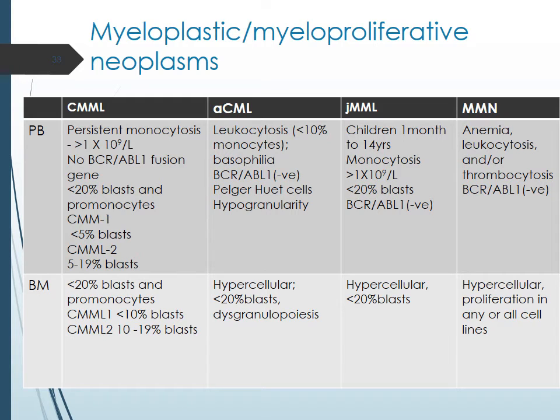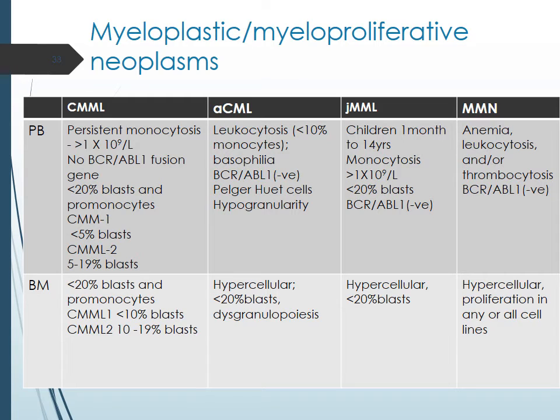CMML, the first one, chronic myelomonocytic leukemia, has persistent monocytosis of more than 1 times 10 to the 9th monocytes per liter. There's absence of the BCR-ABL1 fusion gene. Fewer than 20% blasts and promonocytes in the peripheral blood and in the bone marrow. Dysplasia in one or more of the myeloid cell lines.